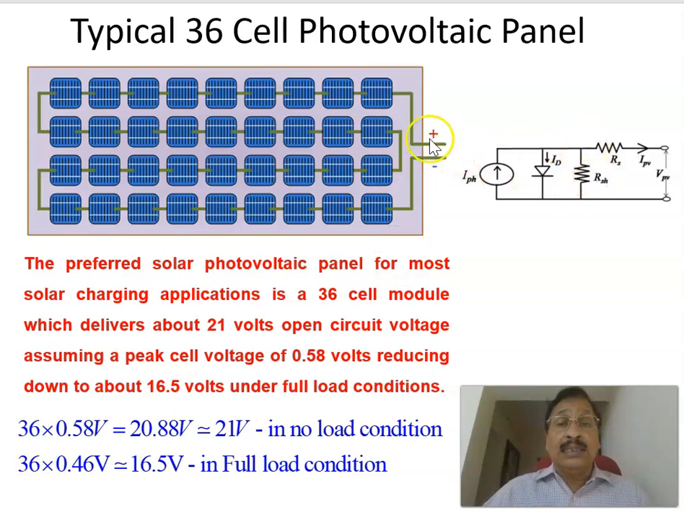Therefore, when 36 cells are connected in series, the voltage under loaded condition is equal to 16.5 volts, and under no load condition it is equal to 21 volts.